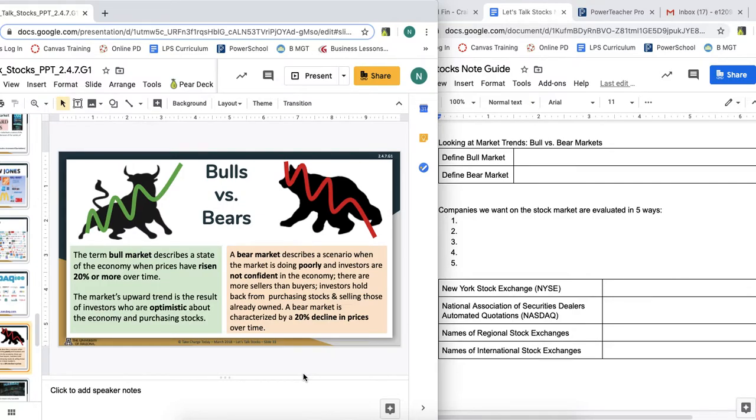This is different from a bear market because the bear market is when the stock market is doing poorly. Investors are typically not confident in the economy at that time. There are more sellers than there are buyers because people want to sell their stocks before they lose any more money. Because there are more sellers, investors usually hold back from purchasing stocks. A bear market is going to be the polar opposite of the bull. It's going to be when there is at least a 20% decline in prices over time.